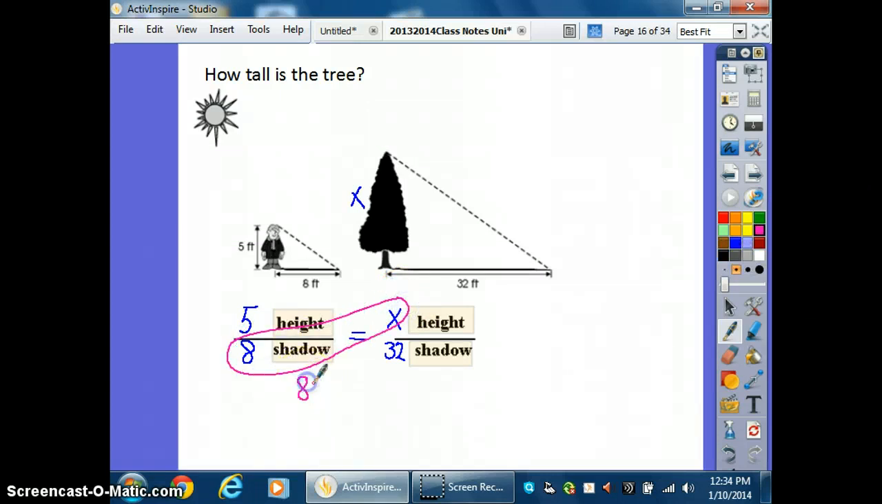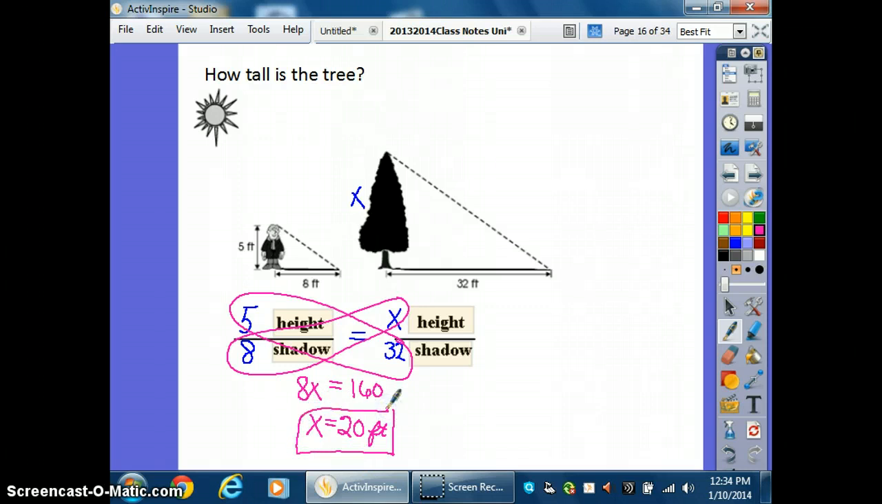And we get 8x equals 5 times 32, which happens to be 160. And we'll divide both sides by 8, and we get 20. 20 feet. The evergreen is 20 feet.